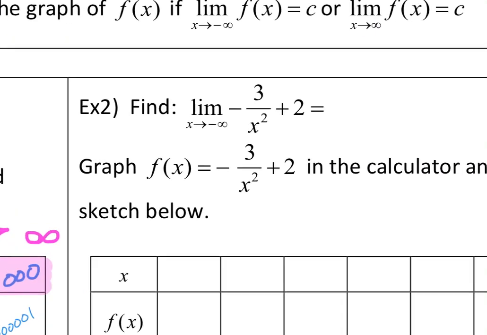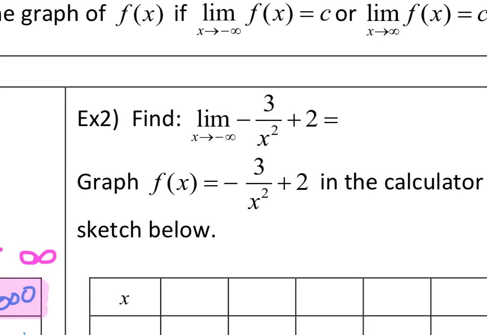Number 2 is asking you to find the end behavior of this expression, but on the left. So this time we're looking for the limit as x goes to negative infinity. That means the left. Don't miss the negative in the function. This function is negative 3 over x squared plus 2. When you type this into your calculator, that's what you're going to put.